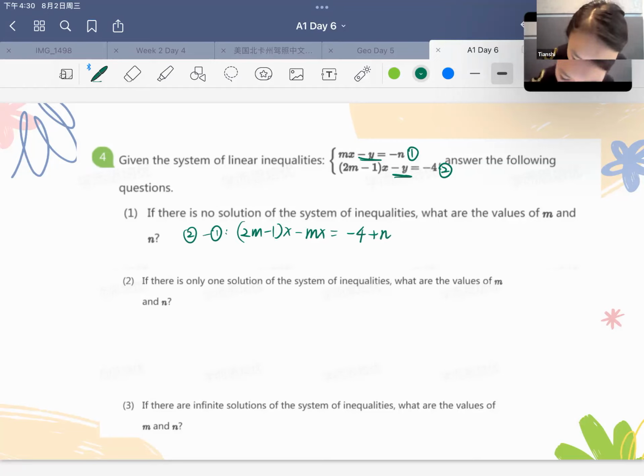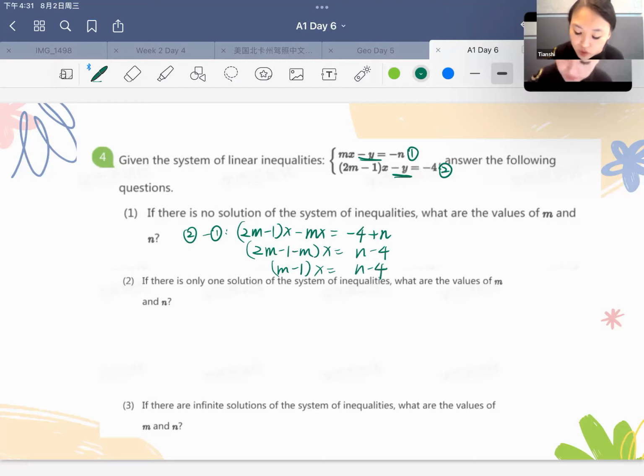So we can do the calculation. So it's 2m minus 1 and then minus m times x equals n minus 4. So m minus 1 times x equals n minus 4. So we can have this one. So this equation.